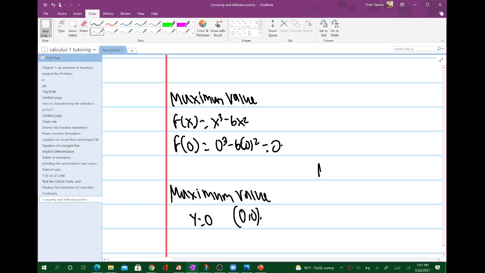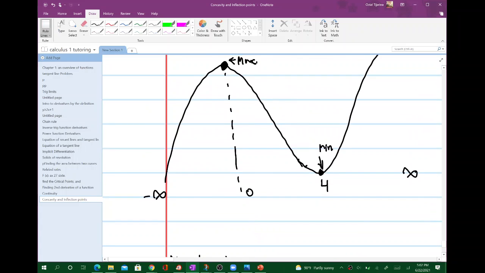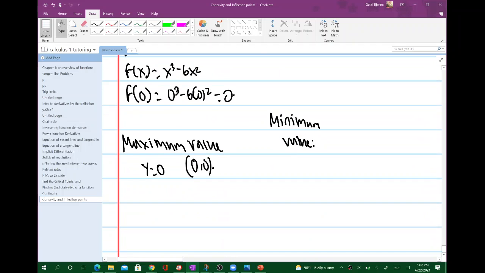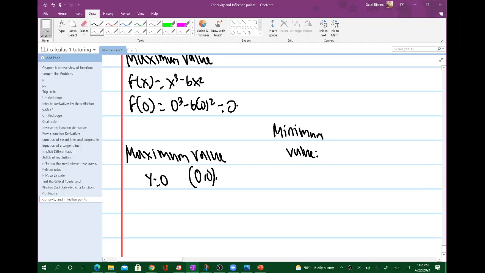Now the minimum value would be at x equals 4. So basically you would plug in 4 for x, for f of x. So you have f of 4 is going to be 4 cubed minus 6 times 4 squared, right?